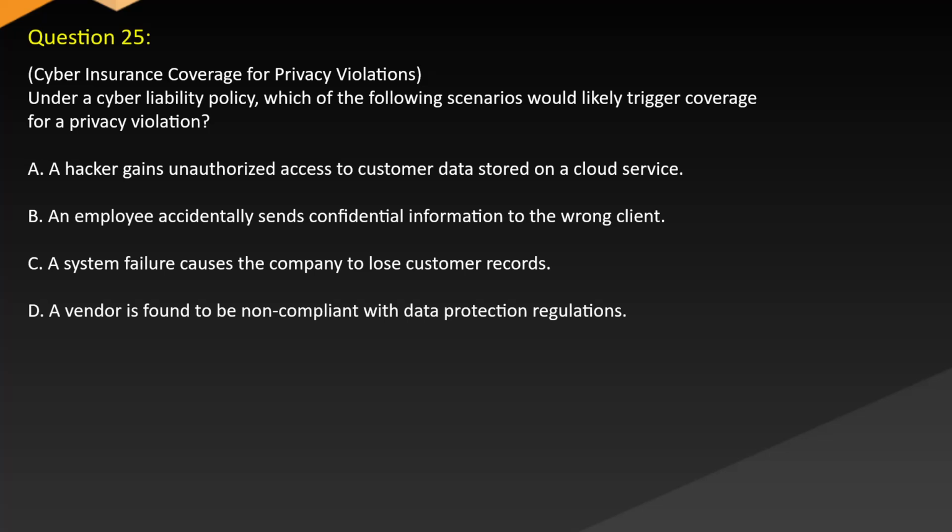Question 25. Cyber insurance coverage for privacy violations under a cyber liability policy. Which of the following scenarios would likely trigger coverage for a privacy violation? A. A hacker gains unauthorized access to customer data stored on a cloud service. B. An employee accidentally sends confidential information to the wrong client. C. A system failure causes the company to lose customer records. D. A vendor is found to be non-compliant with data protection regulations.